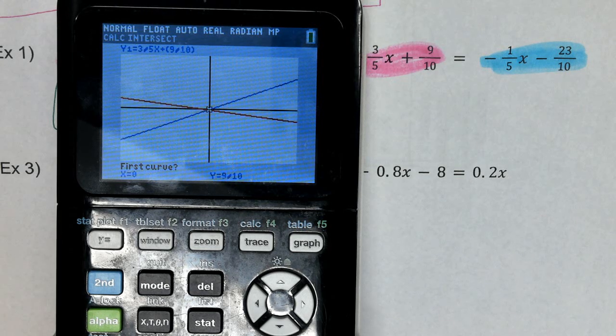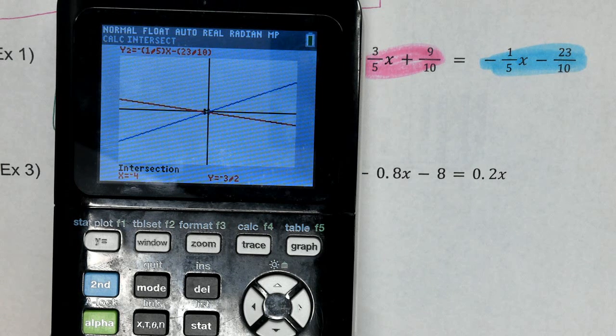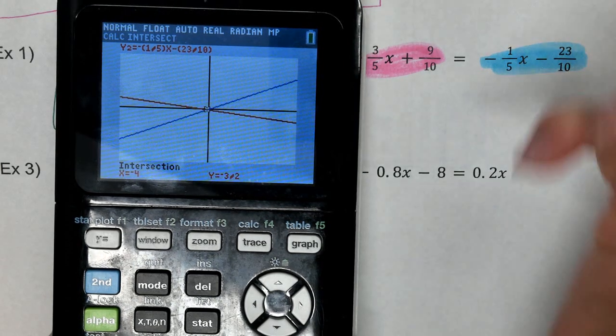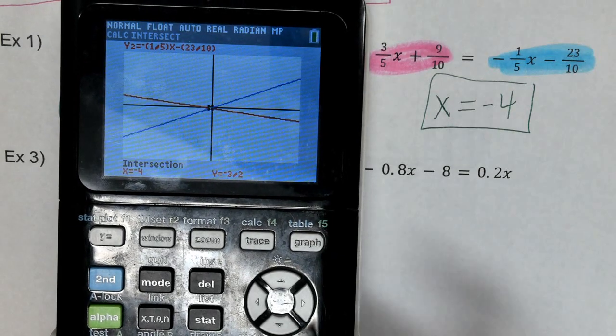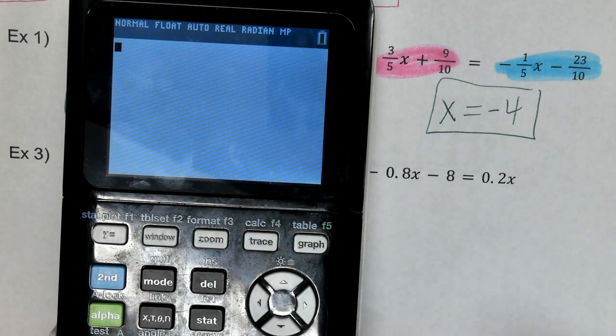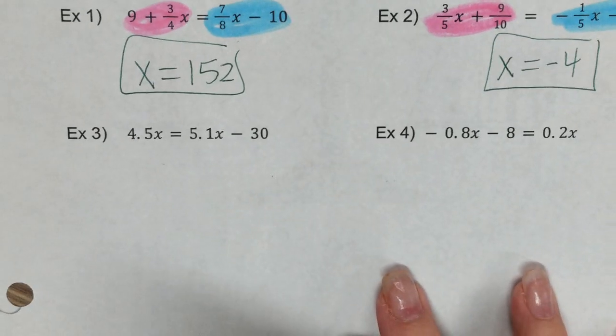Mine's graphing real slow. Enter, enter, enter. The answer is -4. X equals -4. Are we okay? Yes or no? Let's go to the next one.